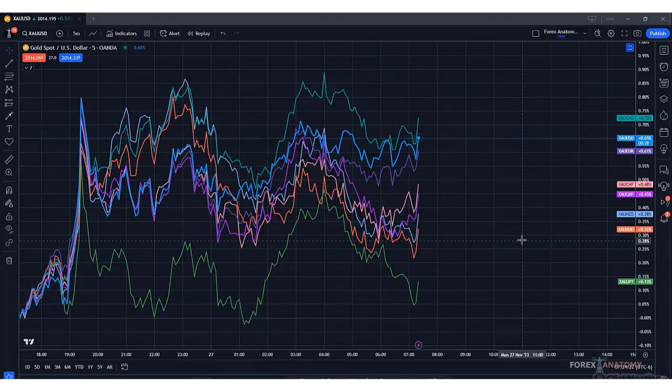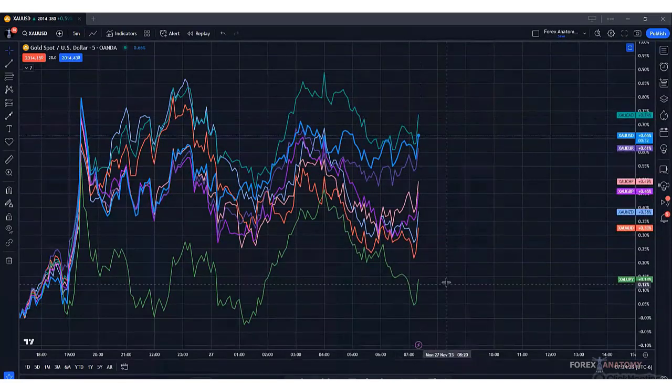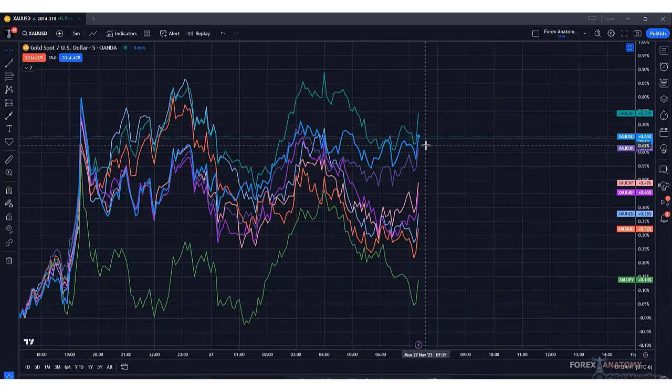So you can take it from the weakest at the top among the majors, down to the strongest. And as you can see, the 3 strongest currencies for today are the Japanese yen, the Australian dollar, and the New Zealand dollar. While the weakest currencies for today, right now, are the Canadian dollar, the US dollar, and the euro.